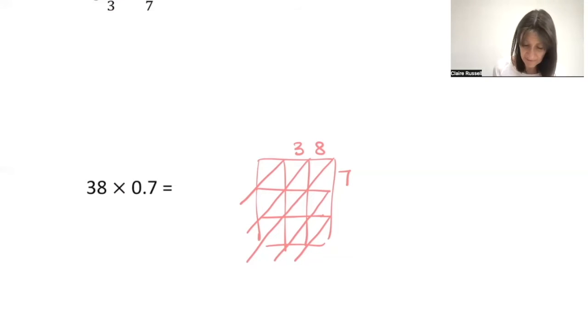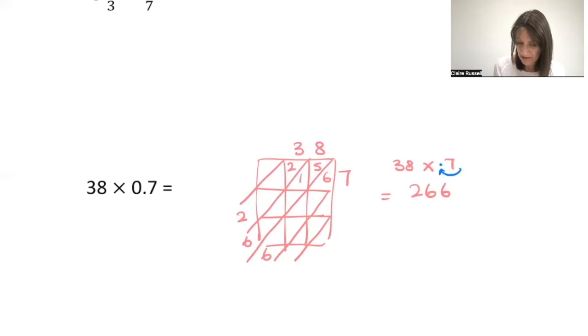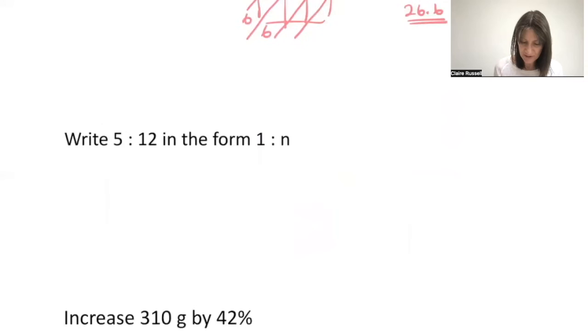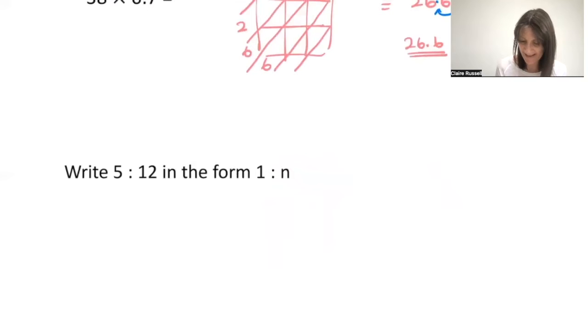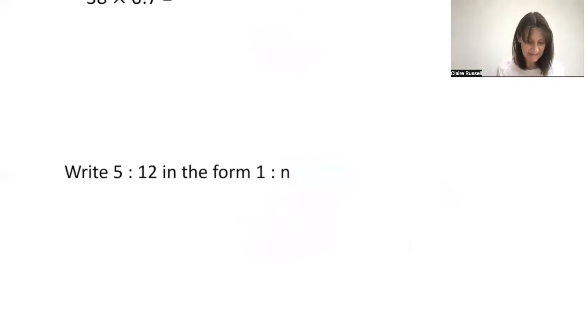So 8 7s are 56. 3 7s are 21, out drops a 6, out drops a 6, and out drops a 2. So easy, 2, 6, 6. But that is for 38 times 7, remember. My question has a decimal point here, so I'm going to need to come in 1 place, giving me 26.6. Okay, next question, one at a time. Pause, press play when you're ready.